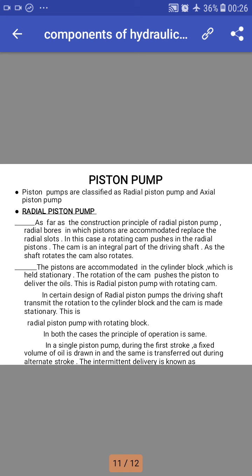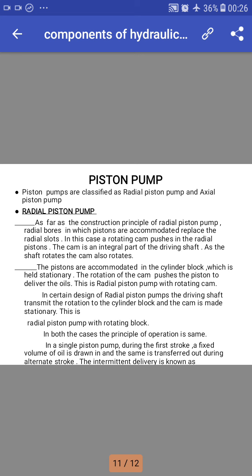There are two types of piston pump. One is the radial piston pump and the other one is the axial piston pump. Radial means the pistons are situated in a radial position on the circumference of a rotor, and there is a radial rotation motion. In the case of the axial piston pump, there is a to-and-fro motion of the piston. As for the construction principle of the radial piston pump, radial bores in which the pistons are accommodated replace the radial slots.